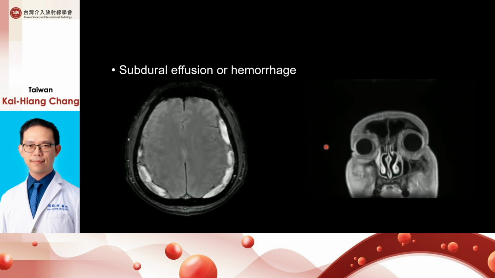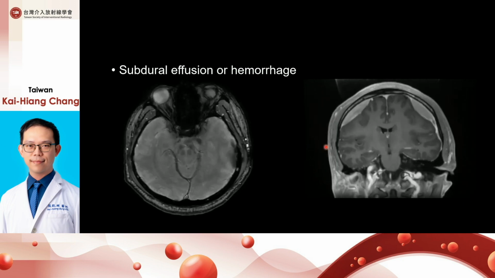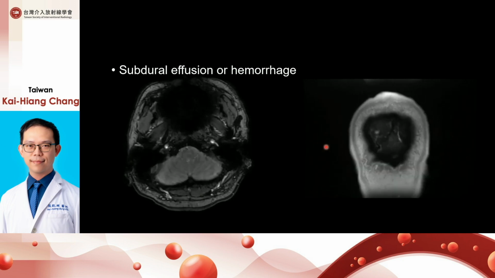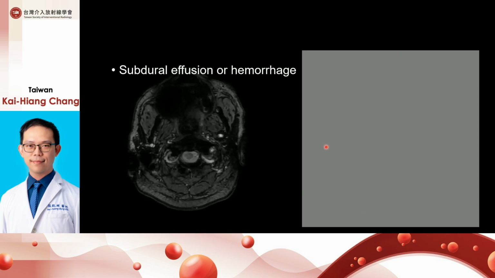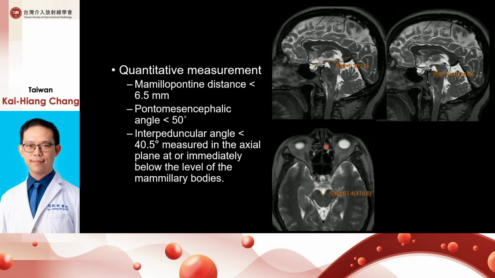Okay. Here is our case presenting to the ER due to bilateral spontaneous SDH, which manifests as the first and only symptom of SIH. In such cases, emergent surgical decompression is mandatory. Based on prior research, EBP should be performed before the surgical decompression. And also, we have some quantitative measurements, including a mammillopontine distance lower than 6.5 millimeters, a pontomesencephalic angle lower than 50, and an interpeduncular angle lower than 40.